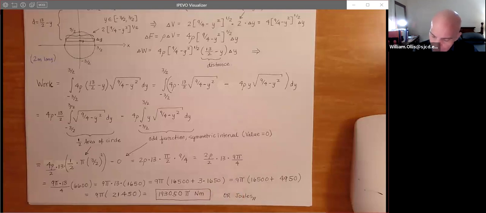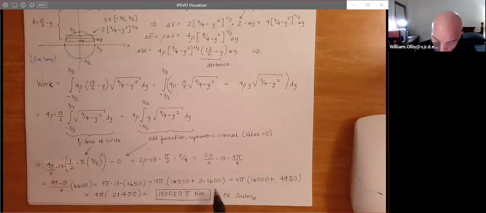Now, the interesting thing about this particular problem is that if you look at it, it reminds us exactly of the volume of the torus. So you might want to compare the two, but maybe not as difficult. I don't know. Shell method, work problem.